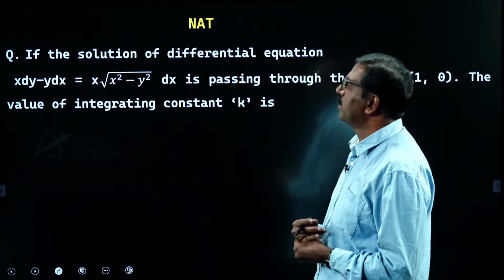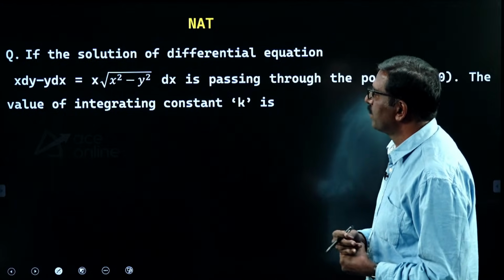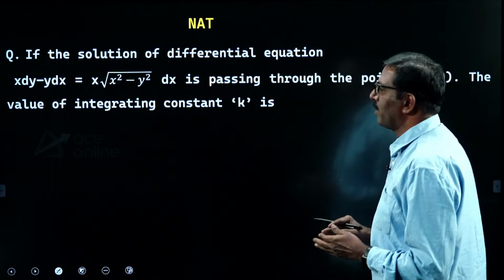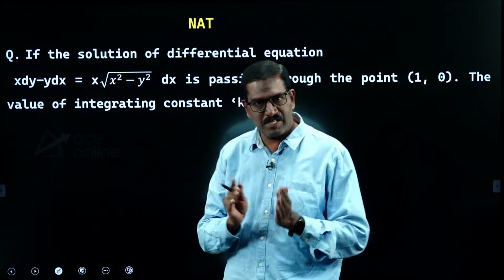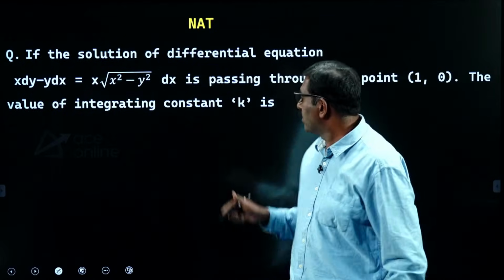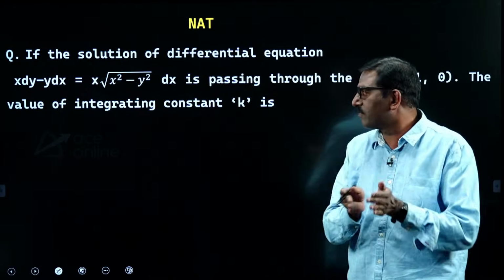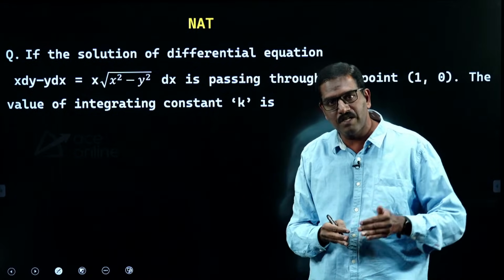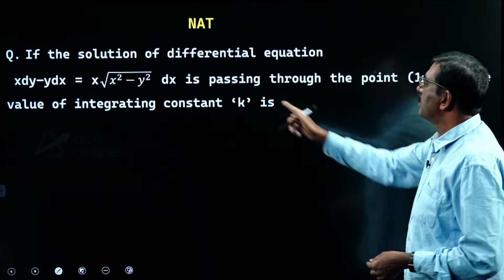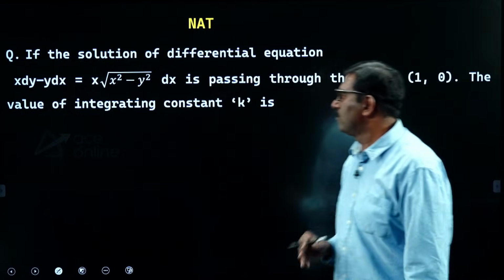So this is a problem in differential equations. If the solution of the differential equation x dy minus y dx is equal to x into root over x square minus y square dx is passing through the point, what is the meaning? If I solve this differential equation, I will get a solution, and that solution represents one curve. If that curve is passing through the point (1, 0), then the value of the integrating constant, which they named k, is asked. So how to find it?